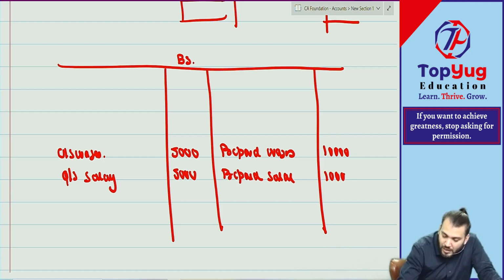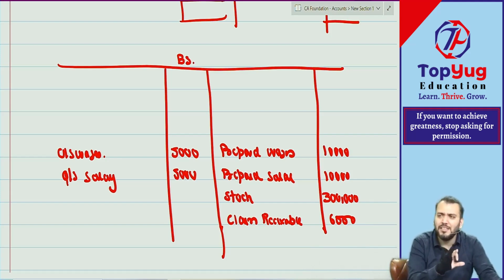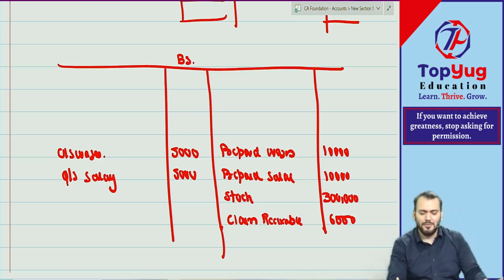And there is closing stock. How much? This will also come in the balance sheet. And there is claim receivable. How much? So claim receivable 6,000. Understood this balance sheet part? Till now we are concentrating on trading and PL. Balance sheet we have not come to till now. But we know balance sheet, therefore I have prepared it.